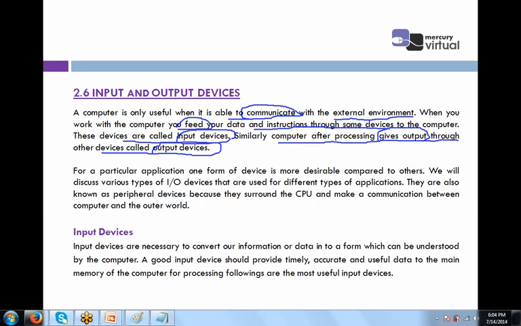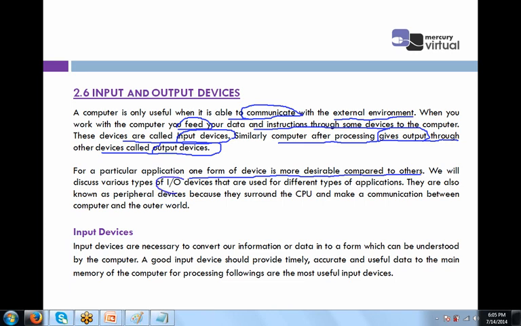I highlight all the basic points: communicate, external environment, feed, input devices, gives output, and output devices. For a particular application, one form of device is more desirable compared to another. Means one form of device, whether it may be an input device or output device, is more effective as compared to the others. We will discuss various types of input-output devices.